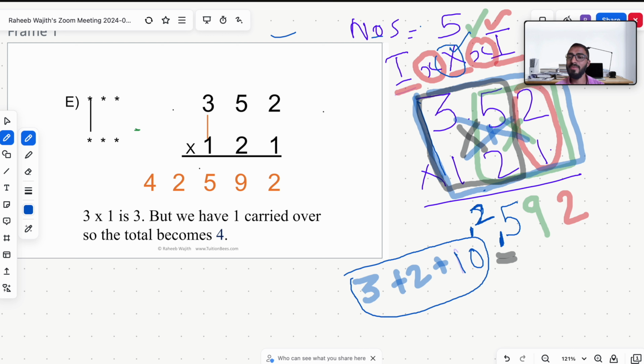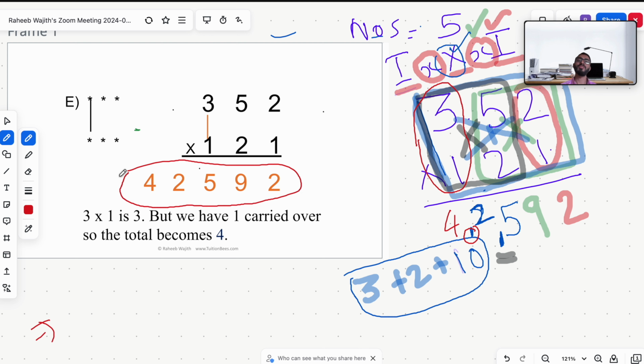Now what is the last step? Very simple step. You are going to multiply this 3 into 1. 3 ones are 3 and add 1 which is here, that is a carry forward. So 3 plus 1 is what? 4. So here is your answer, 42592. I hope everybody understood this.